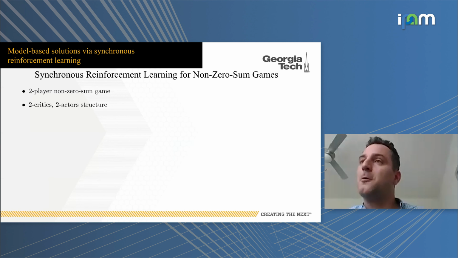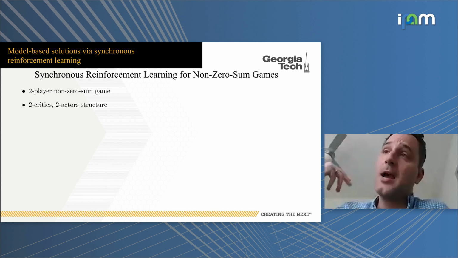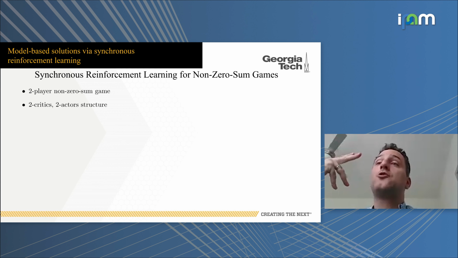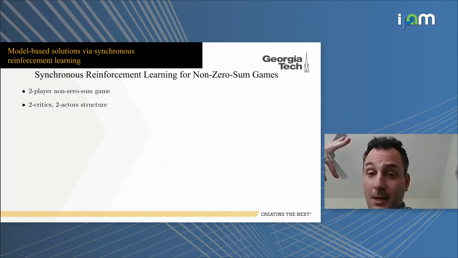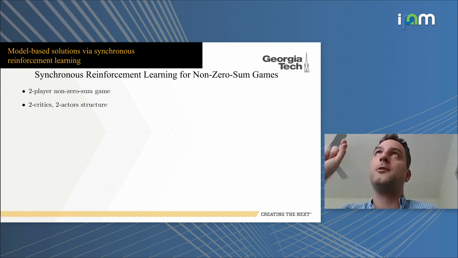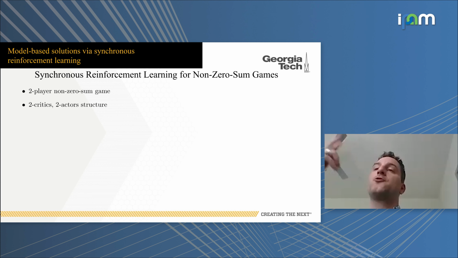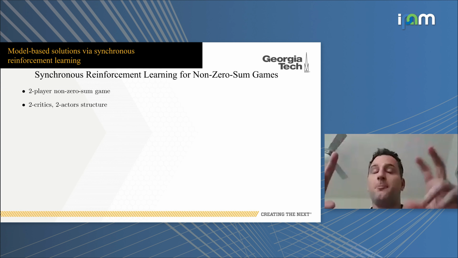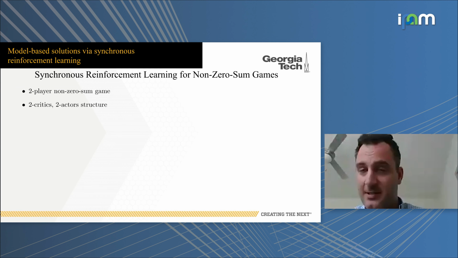Okay, so now we will go back to the movie stage that I told you about, which is two critics and two actors. Since I have two costs, I have two critics because I want to find two costs, and then I have two actors because I have two controllers. So you can think that I have x dot equals f(x) plus g(x) u1 plus k(x) u2, and u1 and u2 are controlling the system, but each one controls from a more selfish optimization.